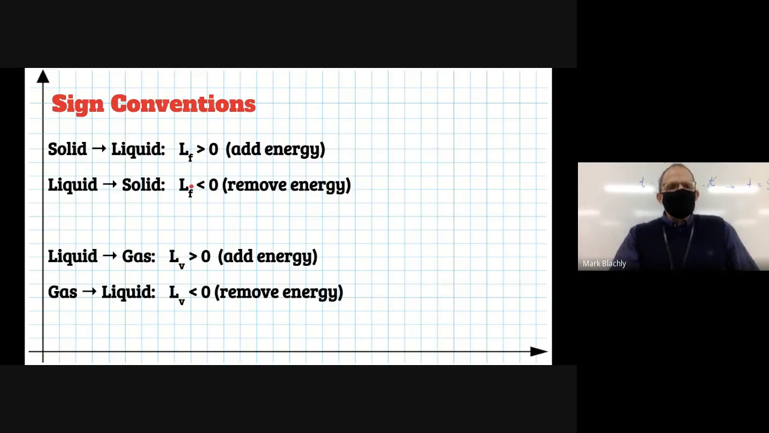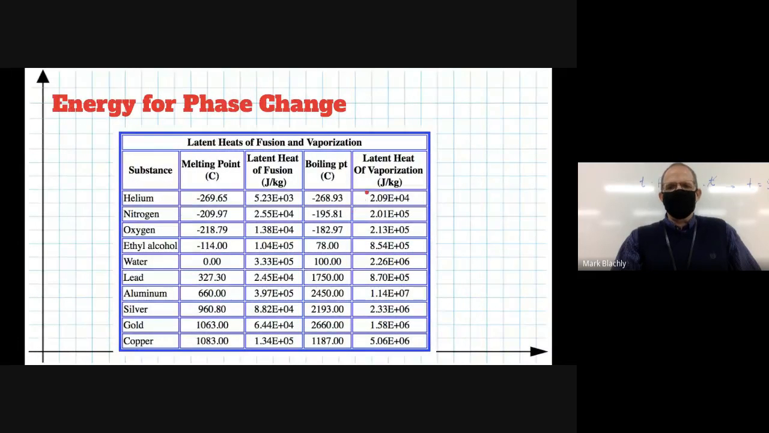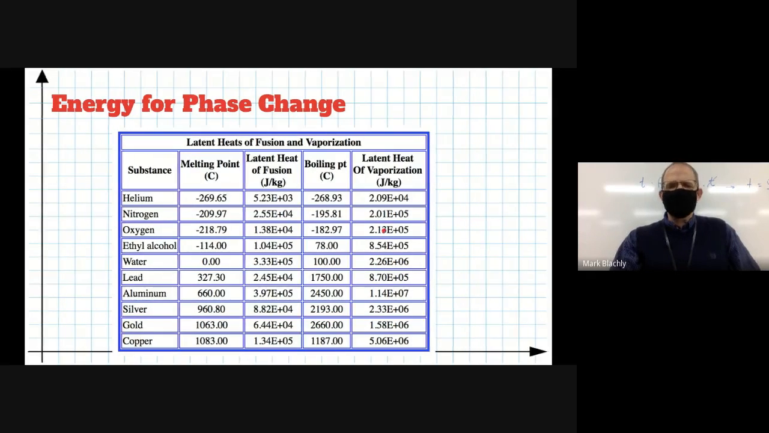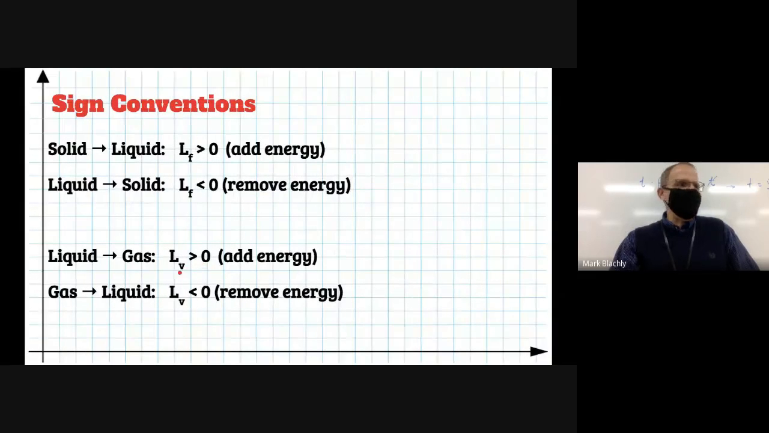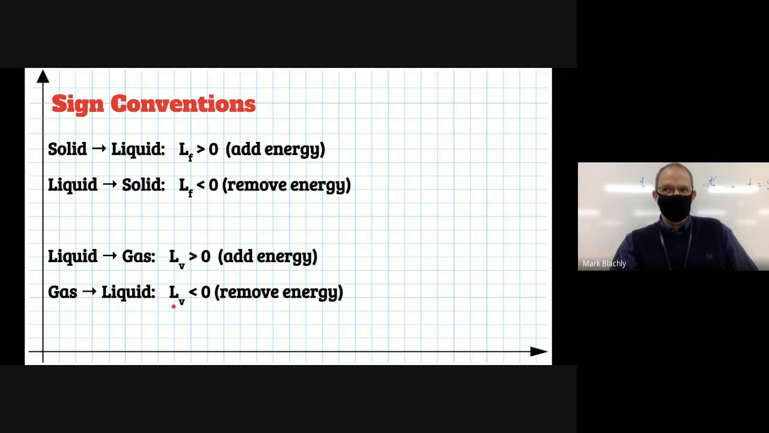All right. If you're going from a liquid to a gas, you're boiling or you are vaporizing. So we use LV. So that is the last column, the latent heat of vaporization. This is what you use when you're going from a liquid to a gas or from a gas to a liquid. If you're going from a liquid to a gas, it's positive, you're adding energy. And if you're going from a gas to a liquid, you are removing energy. Okay? You good?